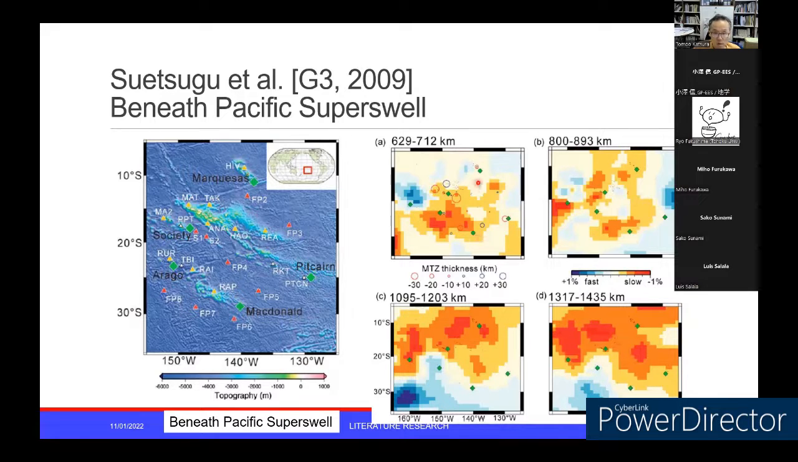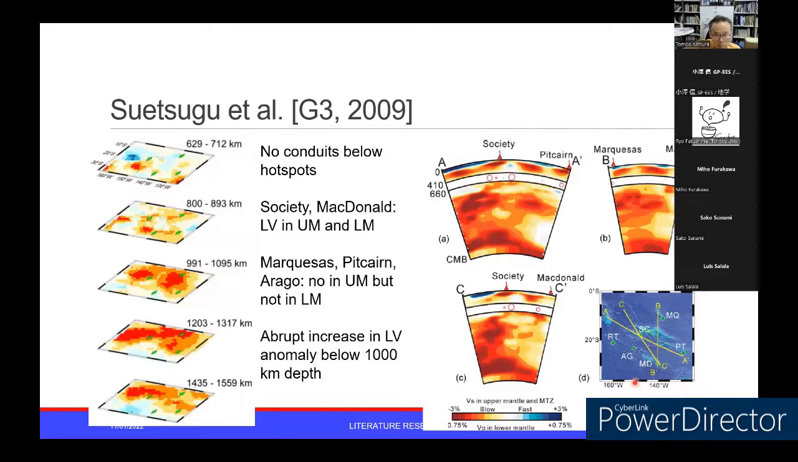The low velocity zones exist below the hotspots, and they are separated from each other in the shallow zones. But with increasing depth, they merge and become large. This is a vertical cross section. This shows there are no continuous low velocity zones between the upper mantle and lower mantle. So from their study, the lower mantle low velocity zones and upper mantle low velocity zones are disconnected.